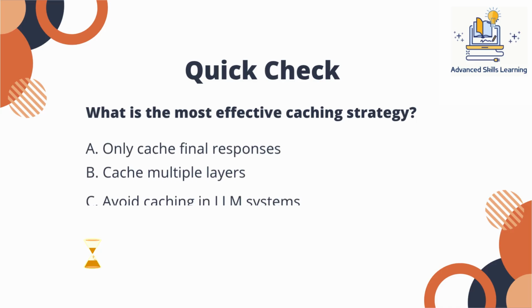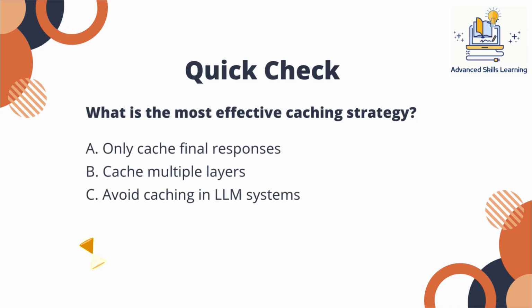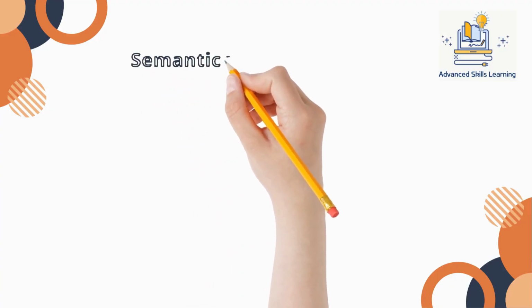Quick check. 2 seconds. What is the most effective caching strategy? A. Only cache outputs. B. Cache multiple layers. C. Avoid caching. Keep your guess. The answer is B. Real gains come from layered caching, not just output caching.